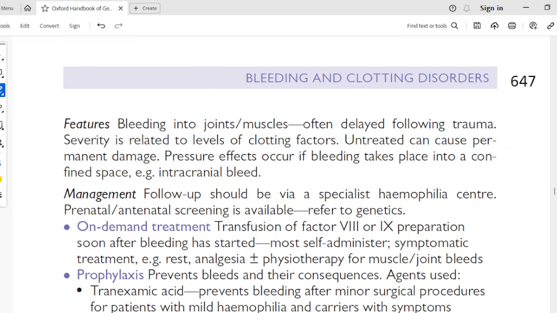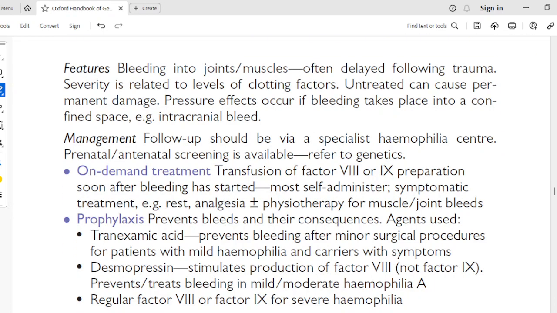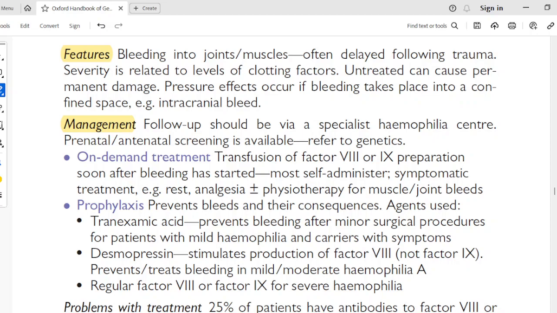Features. Bleeding into the joints or muscles, often delayed following trauma. Severity is related to levels of clotting factors. Untreated can cause permanent damage. Pressure effects occur if bleeding takes place into a confined space, for example intracranial bleeding. So hematomas into joints and muscles are the main presenting features.